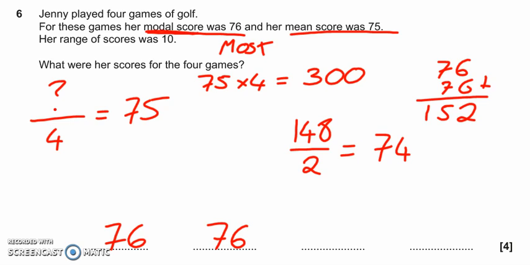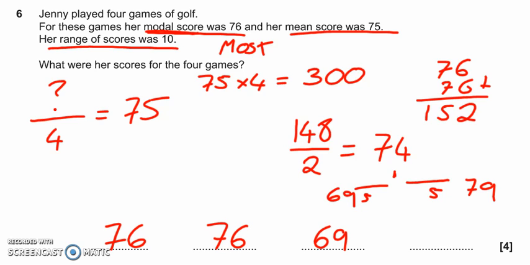We've got one last piece of valuable information, which is that her range of scores was 10. So if we know that possibly the middle point is 74, let's go 5 that way, which is equal to 79. And let's go 5 the other way, so we've got 69. And so let's see about that. We've got 69 and we've got 79.